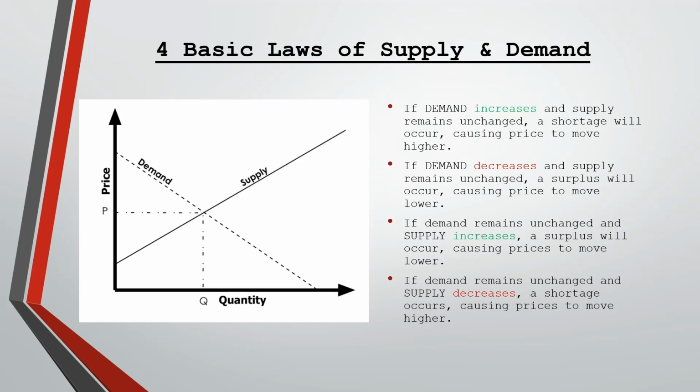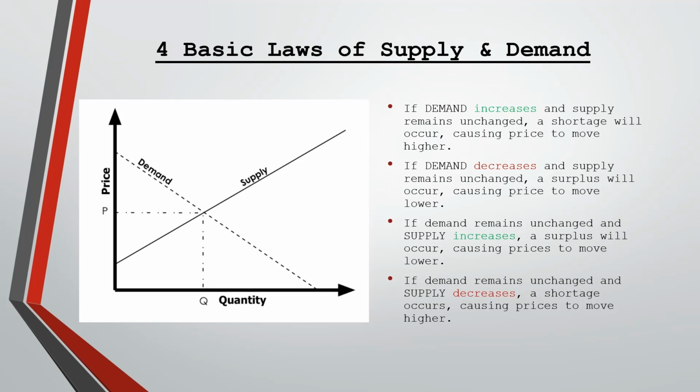If demand remains unchanged and supply increases, we have a surplus of whatever we have, right? And that's going to cause prices to move lower because we have so much of it. We can buy them at, let's say, maybe a wholesale price, right? We have a lot of it, we're buying at a wholesale price. And that means we're getting the item, or whatever we're looking at, at a lower cost.